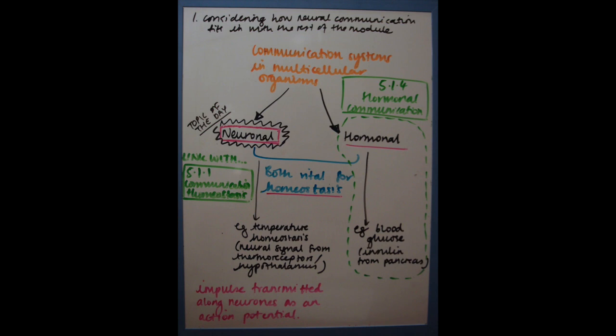Both systems are vital for homeostasis, which has been covered in specification point 5.1.1. And for example, neuronal signals from thermoreceptors and the hypothalamus are involved in a negative feedback loop, another good terminology there, which is required for maintaining optimum body temperature. On the other hand, control of blood glucose is an example of a hormonal system in homeostasis, and this is covered in 5.1.4.